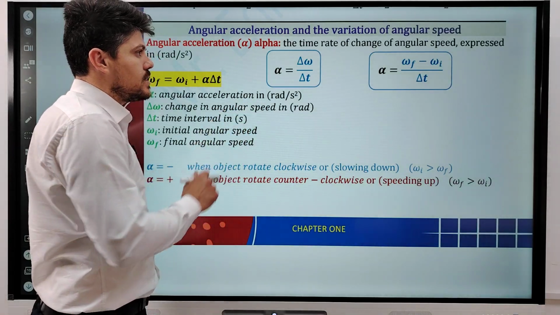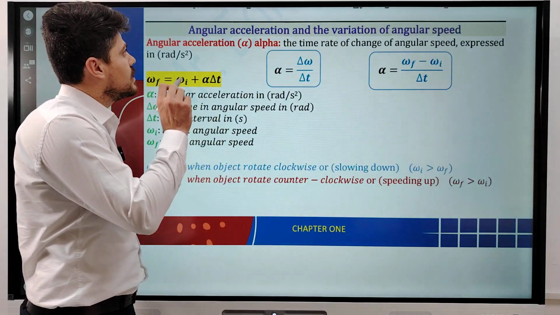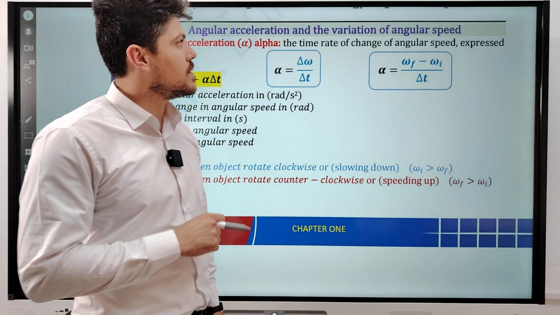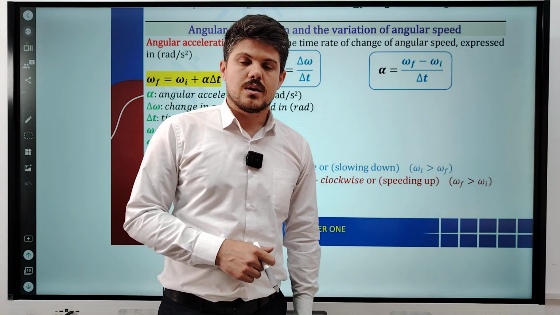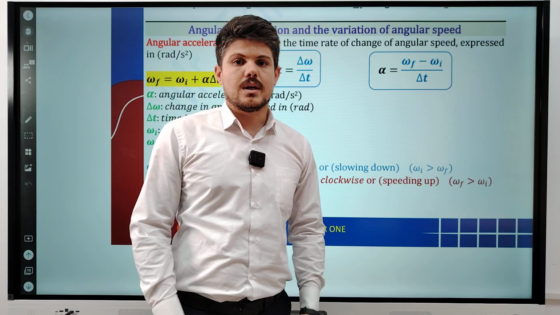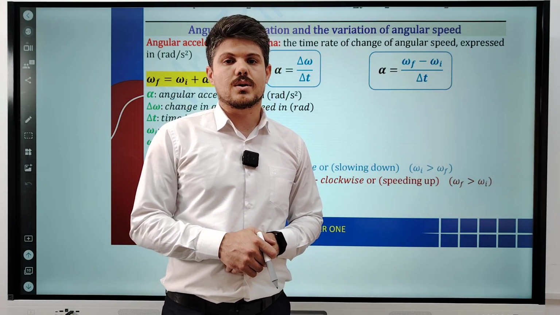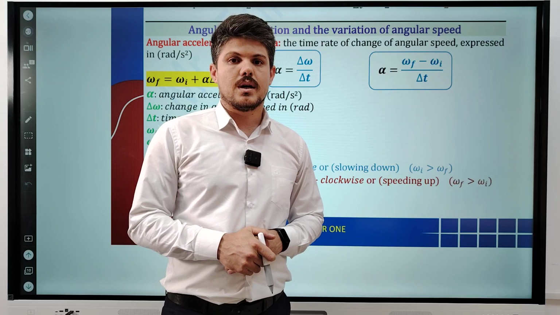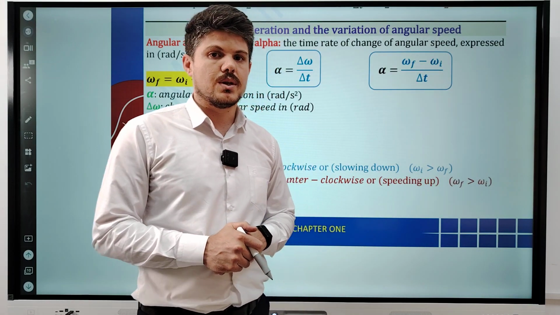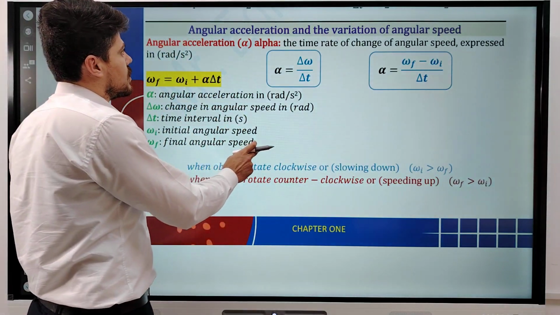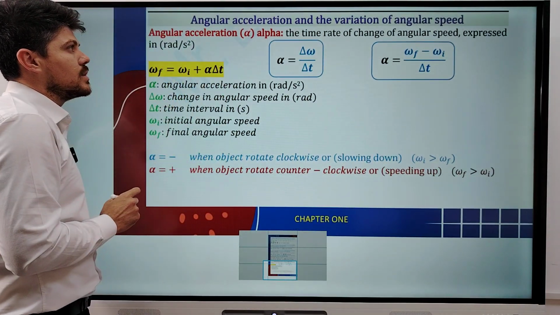So on today's lesson we're going to explain angular acceleration and the variation of the angular speed. In a previous lesson we discussed the angular speed for rotational motion of an object, and we also studied the angular displacement for rotational motion. So for today's lesson, let's start with the angular acceleration.